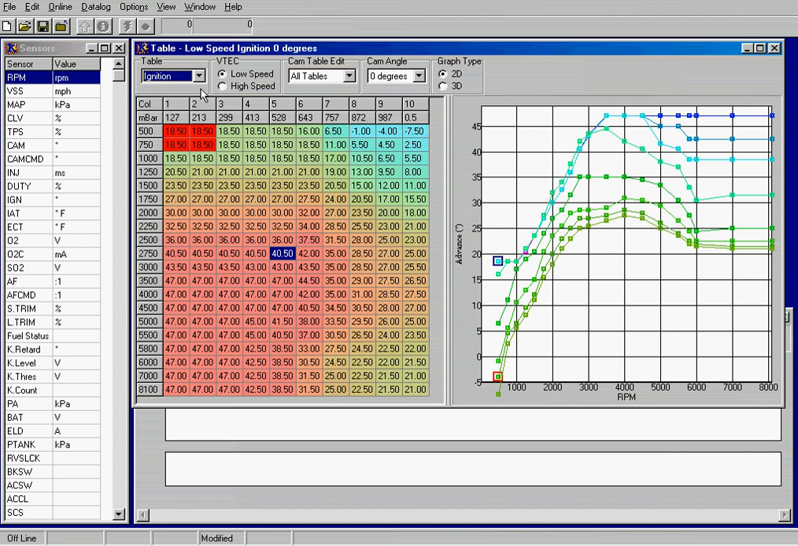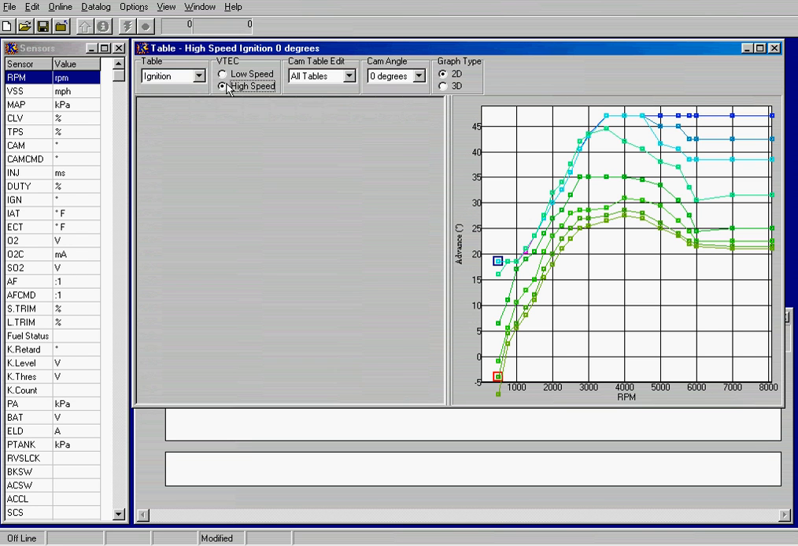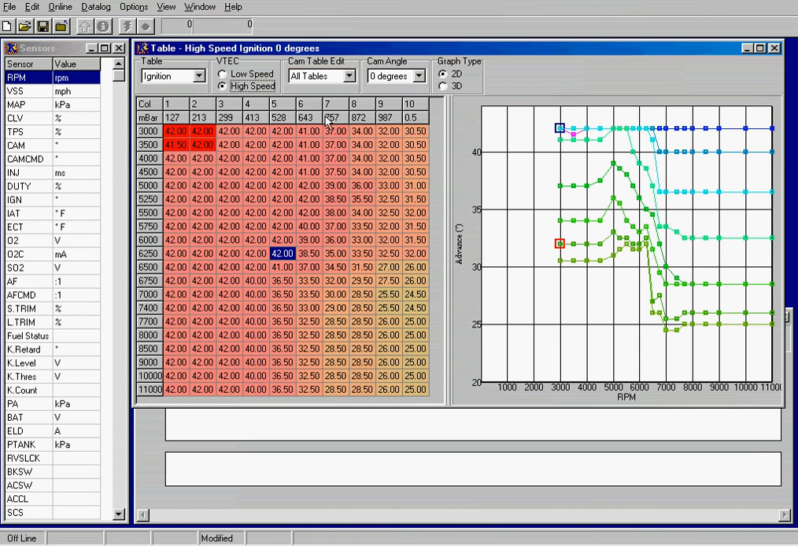We can view the ignition settings for the low cam, in which it's tuned from 500 RPM to 8100 RPM at map pressures of 127 millibar up to about 0.5 bar. Sea level is somewhere between columns 9 and 10, roughly in this area here. The high cam is tuned with the same millibar settings, but starts at 3000 RPM and can be tuned all the way to 11,000 RPM.